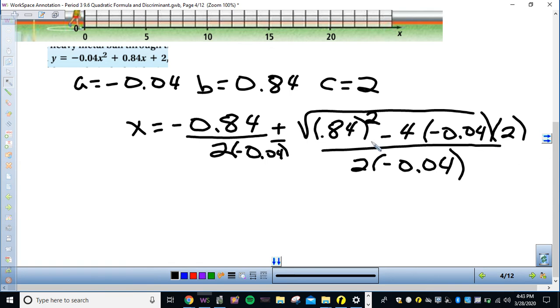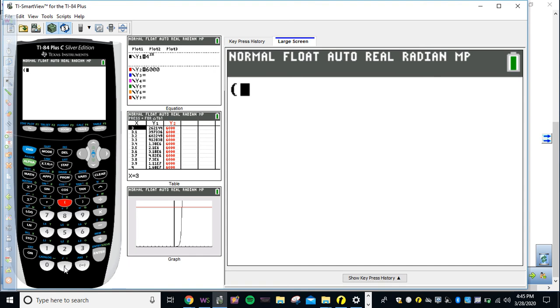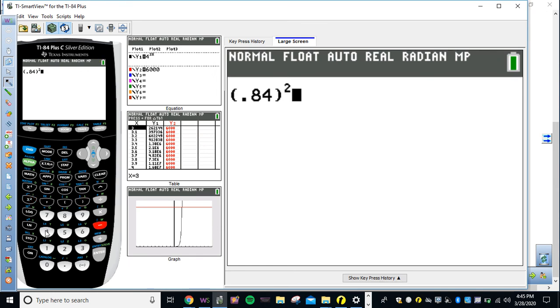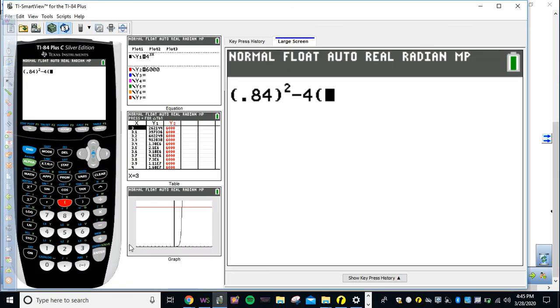Okay, so I'm going to throw this whole nightmare into the graphing calculator again, because I sure don't want to do that in my head. So let's do 0.84 squared. Clear this out. So again, I'm going to use parentheses, 0.84 squared minus 4 times that negative 0.04 times 2. Close that parenthesis, start a new parenthesis, times 2, close that parenthesis. So some of you will freak out because we have these decimals, but who cares because we have calculators. So we get 1.0256.